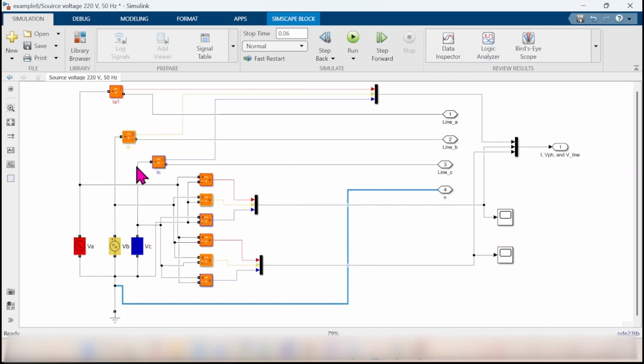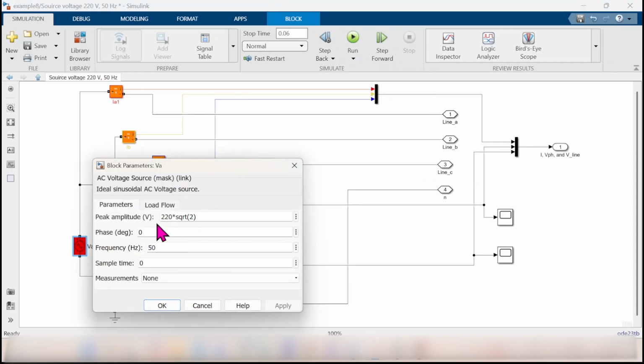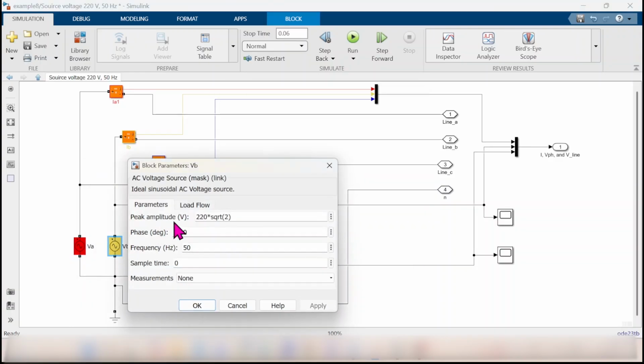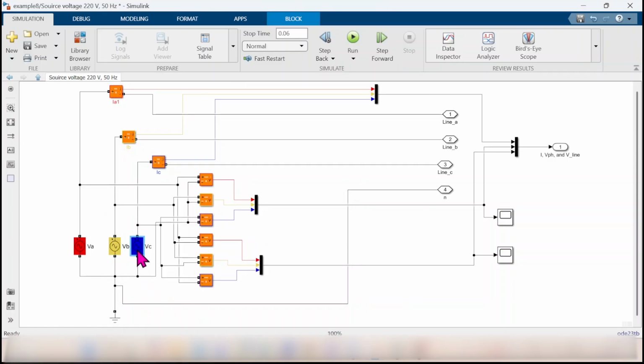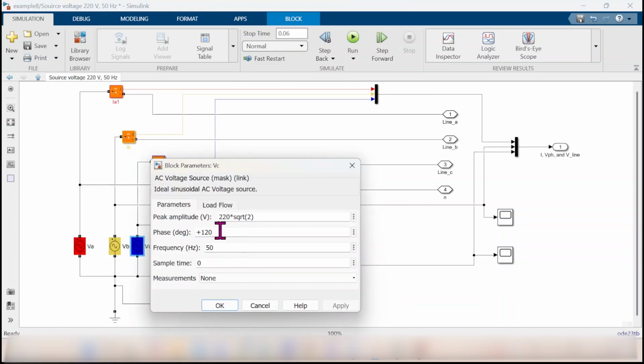So let's look at the source. We have a three-phase source ABC. Let's click here. That one is 220 root 2 peak amplitude. The phase angle is 0 and the frequency is 50 hertz. What about phase B? For phase B, same amplitude but shifted minus 120. For phase C, we have the same amplitude but shifted plus 120, or you can write it as minus 240.